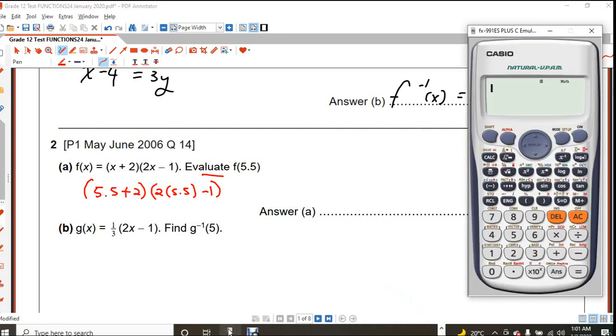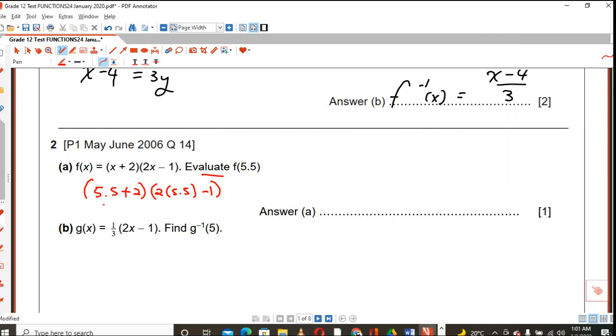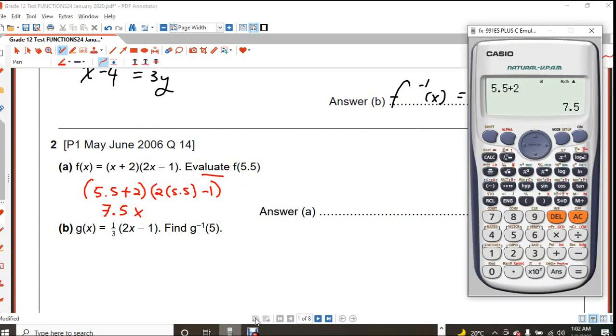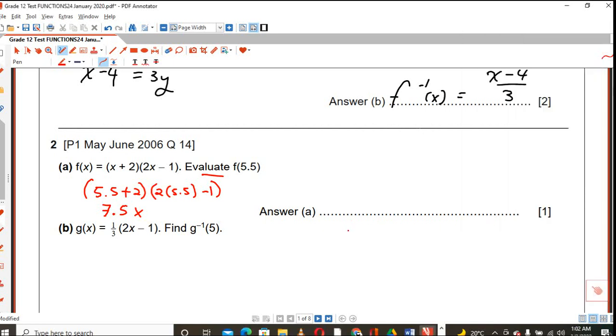Okay, if I bring up my calculator, I've got 5.5 plus 2, so that gives me 7.5. I'm going to multiply that with 2 times 5.5 minus 1, close the bracket. Well, what do I get? I get 10. So if I multiply that by 10, and clearly anything that you multiply by 10, the answer will just be 7.5.